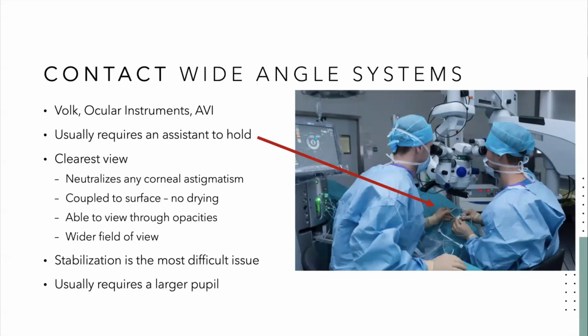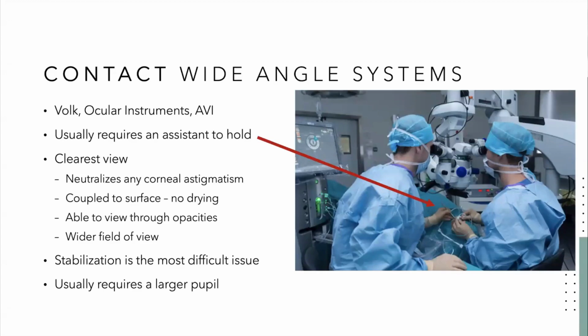As a resident, this was my job with my chairman, to stabilize the image with my wrist and make sure that I followed whichever way he was going. So if he was going out to the periphery, I needed to tilt the lens to follow him out to the periphery. This adds a new layer of complexity, so that's very difficult. One of the original lenses for this was the AVI lens. And now we have Volk and Ocular Instruments and all these other players in that space as well.